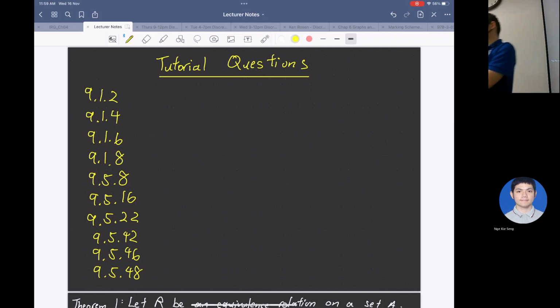Okay. There are a lot of equivalence relation questions, so you have to try all of them. I'll put out the answers today because tomorrow I don't have class.